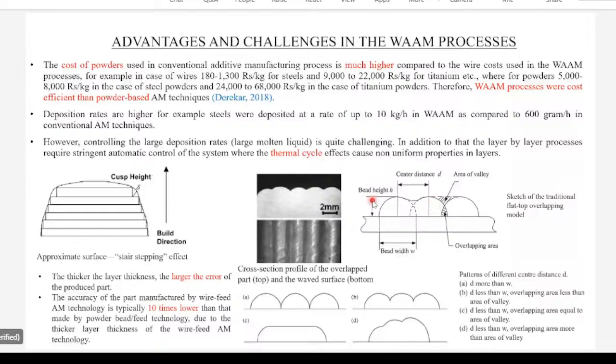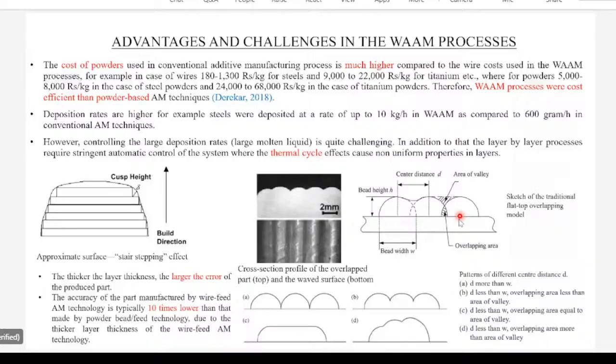So you can see this is the reinforcement height. Bead height is called the reinforcement height. This is the bead width. This is the center distance D, which is the distance between the centers of the two beads. And this is how much we have to overlap, how much percentage overlap we need to get a very good multi-wall layering. So this is a very important concept when we are fabricating a multi-wall component. A single wall doesn't have any impact, but in multi-wall, it is very important. The area of valley and overlapping area should be very specific.